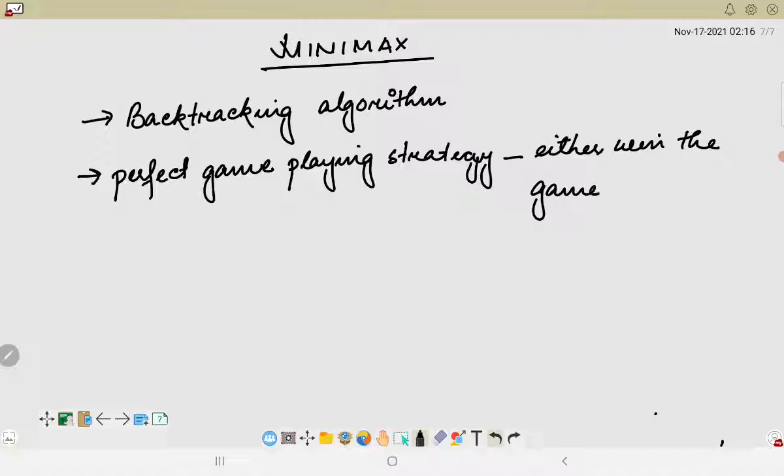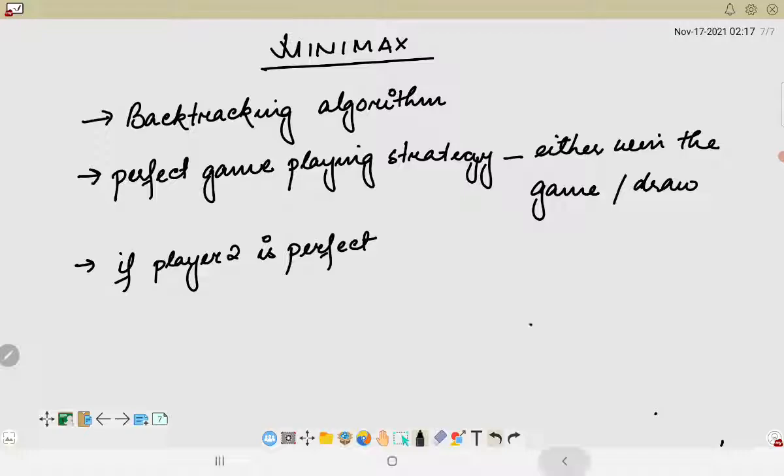We should not be allowing the opponent to win the game. Either win the game or draw it. And the third assumption is that if another perfect player plays, if player 2 is perfect, that means it is successful in reducing our chances of winning, then I will draw the game. So this should be our primary assumption.